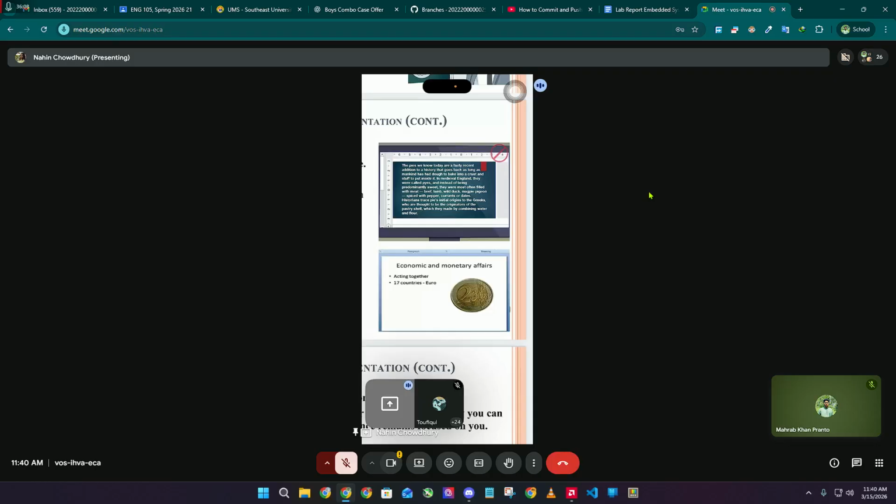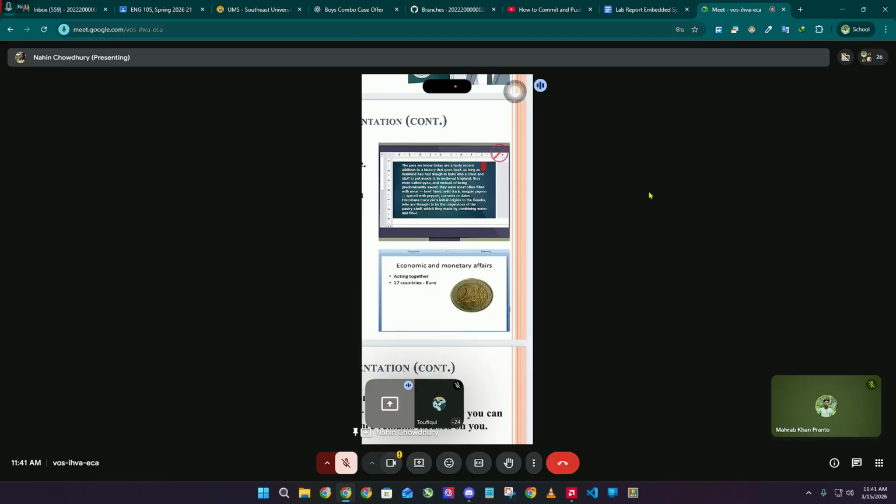So here in the second one, you can see the point, economic and monetary affair. So উপরে কোন পয়েন্টটা নিয়ে তুমি কথা বলছো, you can put that point. You can use some bullet points depending on how much information you want to give. You can use a related picture or anything that is related. Pictures are always welcome. If you are using pictures, I will appreciate it.